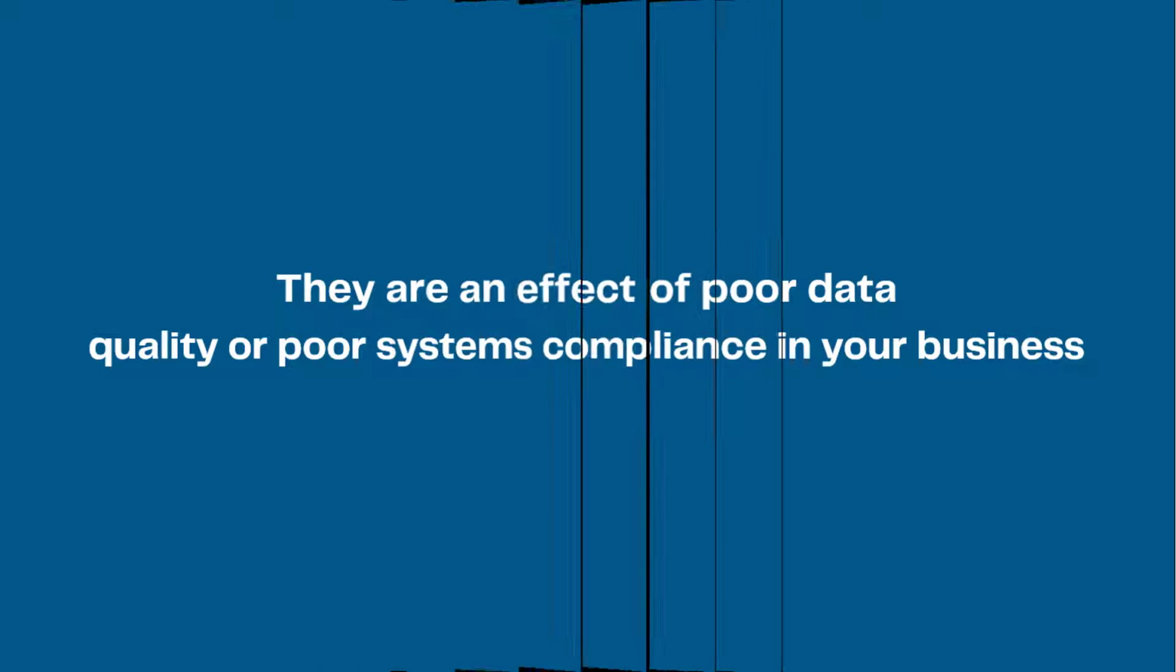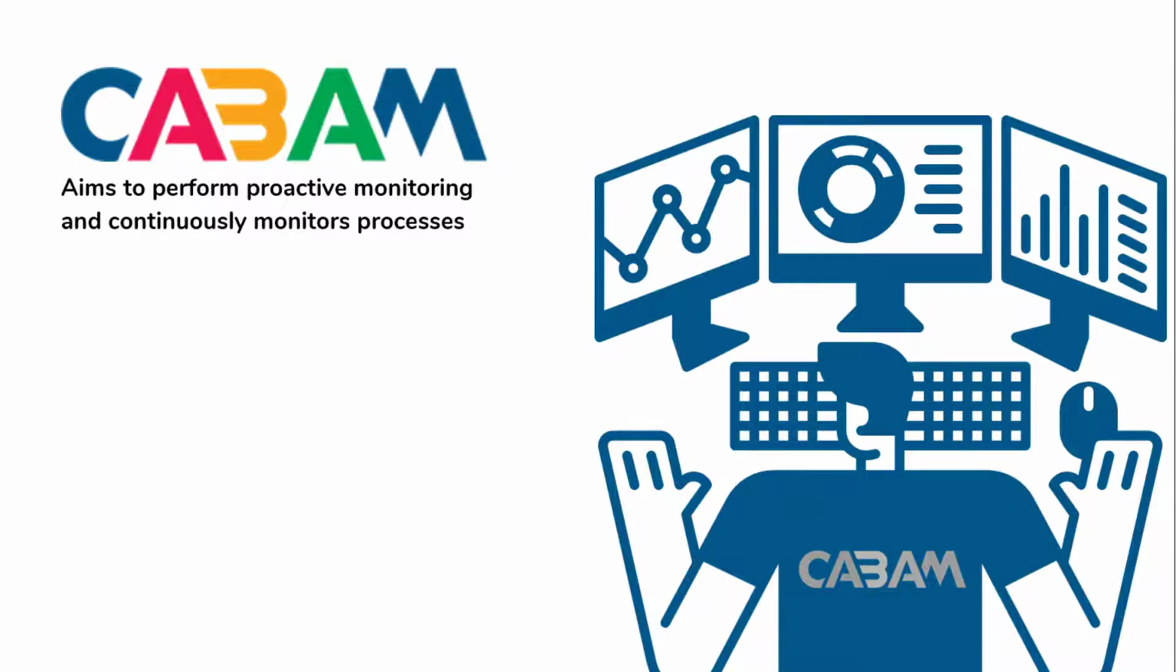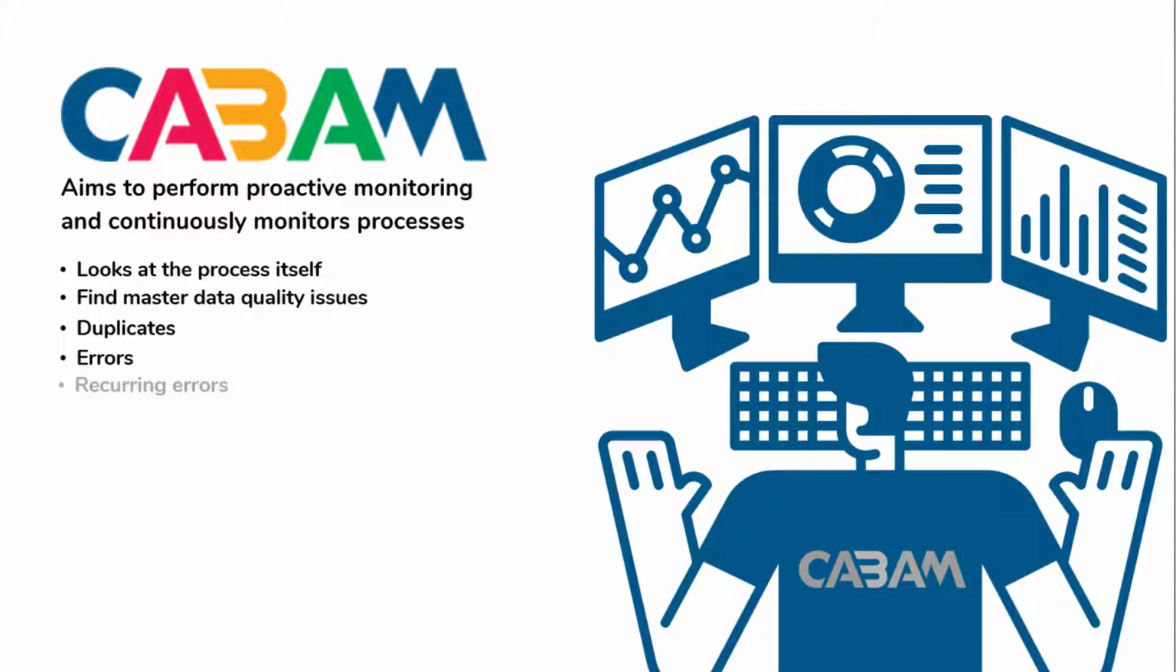So CABAM aims to perform proactive monitoring and continuously monitors processes. So if we've got a process from start to finish, your business intelligence solution, whatever it is, will probably be monitoring the outputs of your process, such as financial performance, efficiencies, quality rates, service volumes, etc. CABAM is slightly different in that it looks at the process itself, and its job is to find master data quality issues, duplicates or errors or recurring errors.